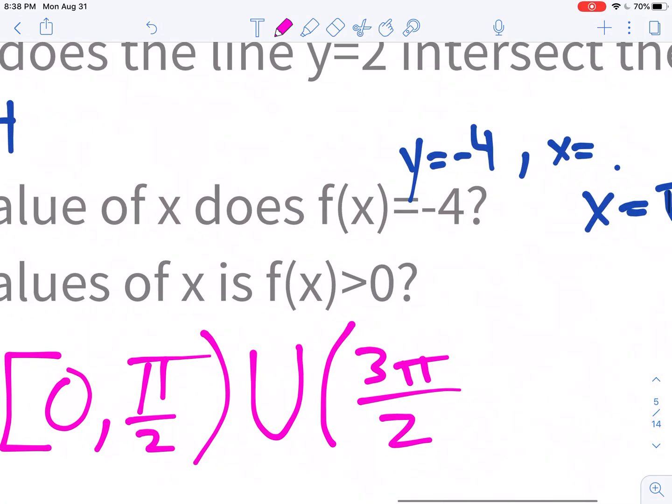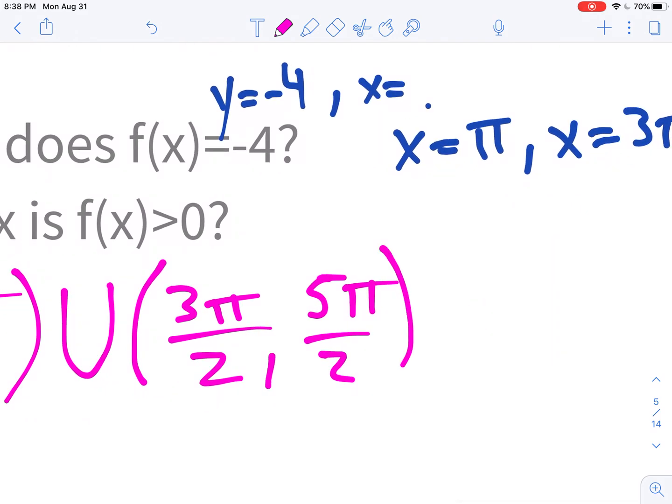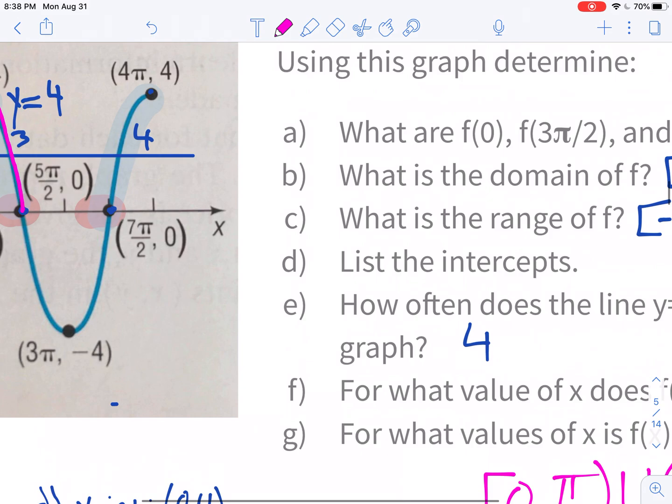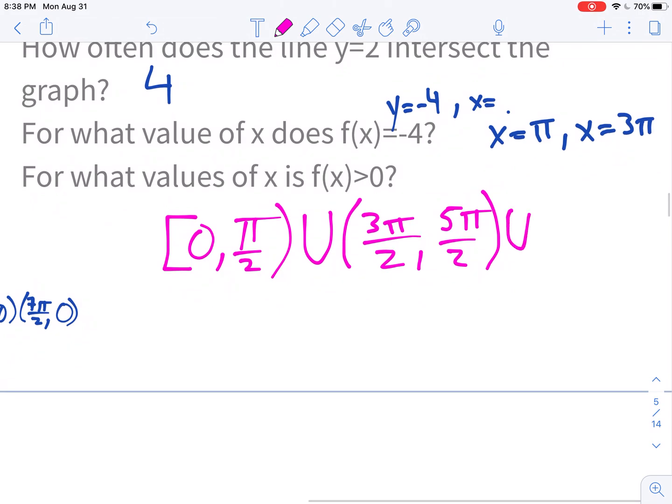So that was positive until I got to 5 pi over 2. Once it got to 5 pi over 2, it crossed the x-axis again and became negative. I'm going to use a parenthesis because it's not or equal to. I'm not trying to figure out what values are also 0, just values that give me greater than 0. And then finally, there's going to be another period where it's greater than 0, and it starts when x is equal to 7 pi over 2. So I put another union in, and I put 7 pi over 2.